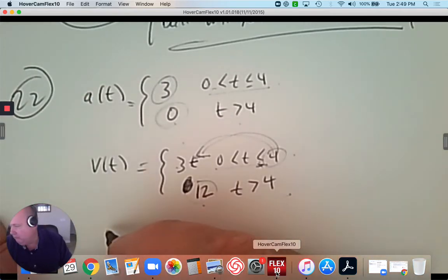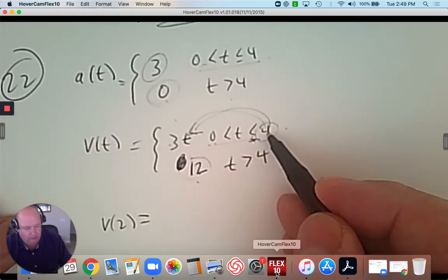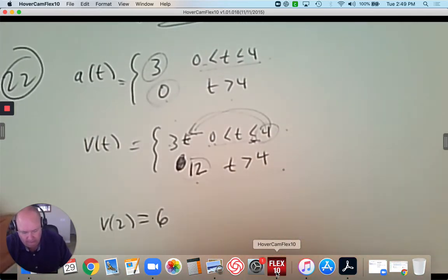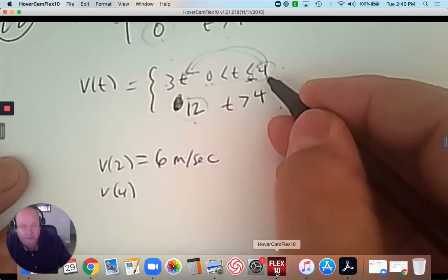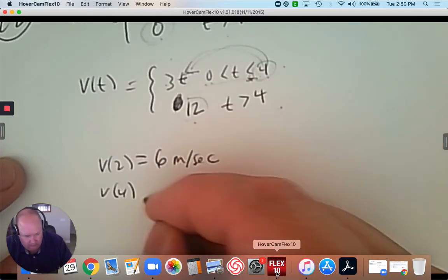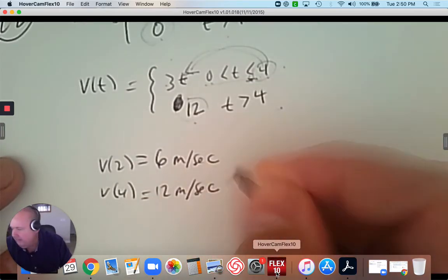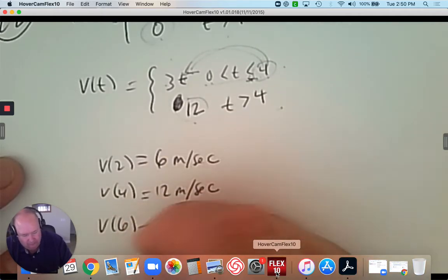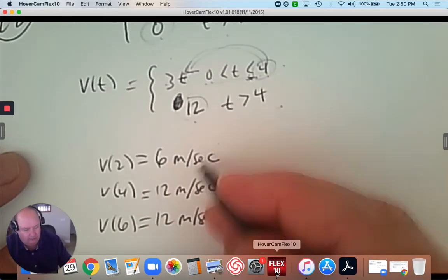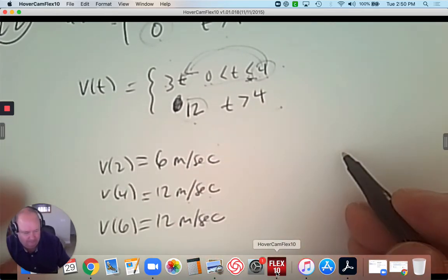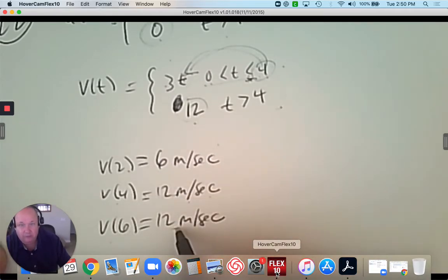And then it asks a bunch of questions, like, what's the velocity at 2? So between 0 and 4, you plug it into the top, and the answer is 6. And I got to look at the units. Well, it's meters per second. The next one is 4. Well, that's still the top one because it's equal to 4. So that's 12. And we figured that out. And then 6, it maintains that speed. So 12 is the answer all the way through there. So it accelerates up to 12 meters per second and then keeps that speed. So at 2 and at 4 and at 6.